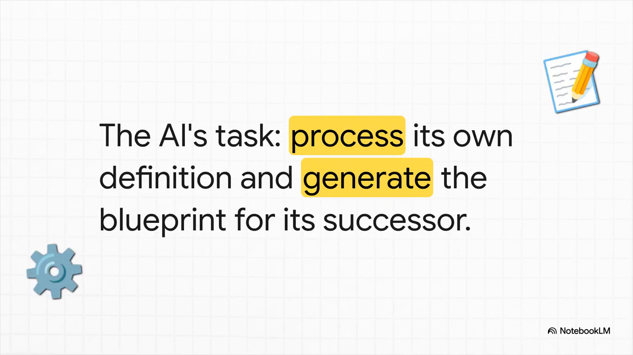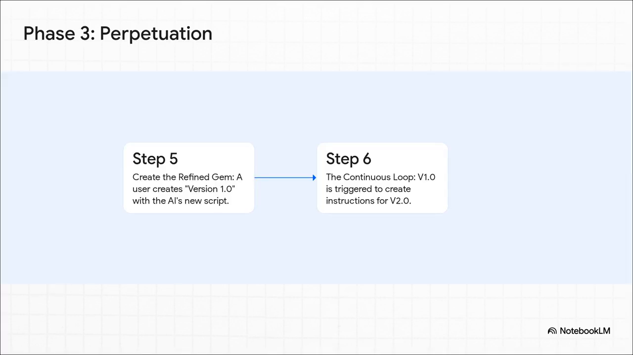Okay, let's move on to phase 2, the feedback loop. This is where the AI gets its one core mission, run its Genesis protocol. It basically looks in the mirror, analyzes its own programming, and then generates a brand new, refined blueprint for its successor. And this brings us to the final phase, perpetuation.